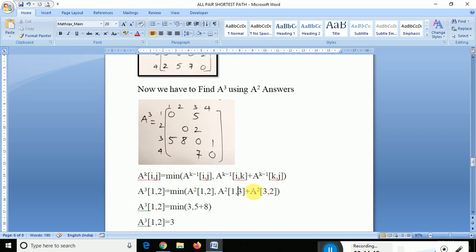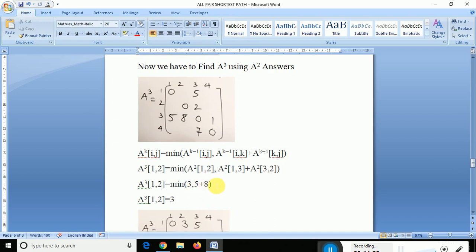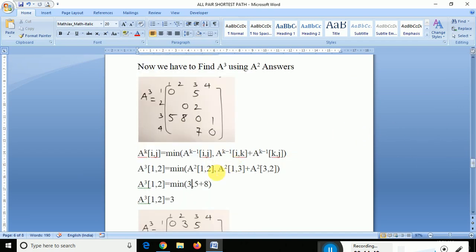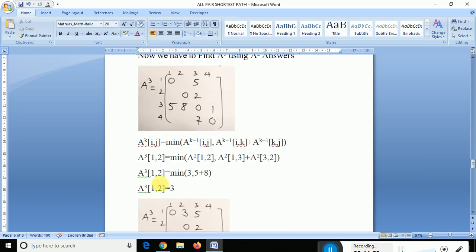2. Okay. So here A2 1 comma 2. A2 1 comma 2 value is what? A2's 1 comma 2 value is 3. Here it is 3. So I have written here 3. A2 1 comma 3, that is first row third column. First row third column value is 5. And third row second column is 8. So I have written here 8.